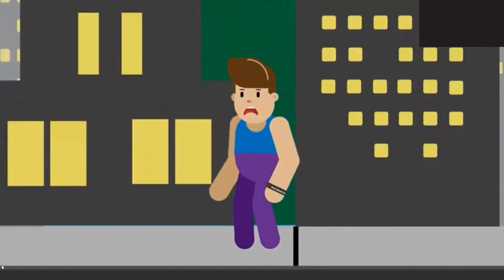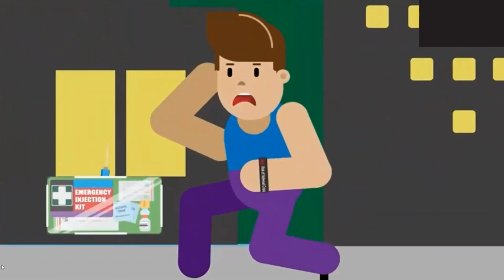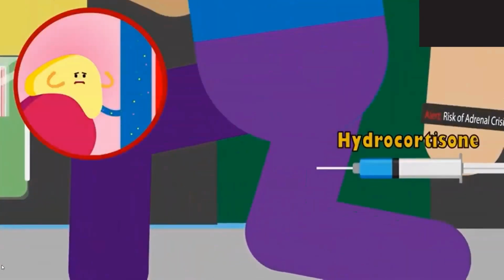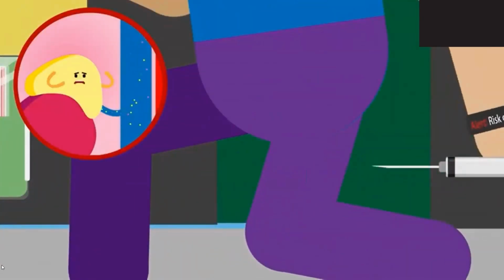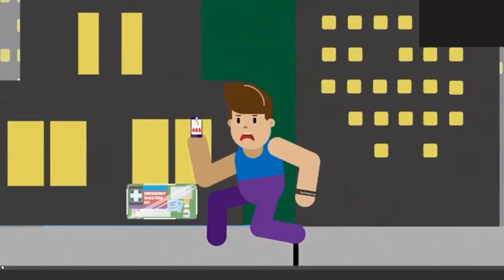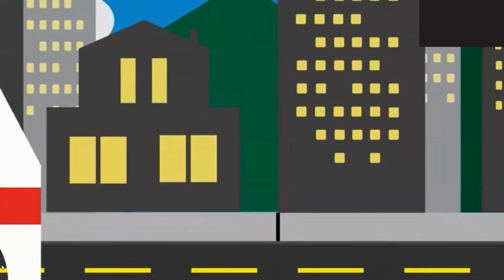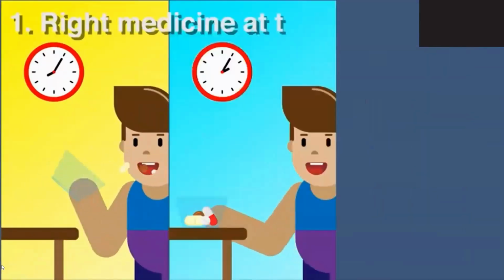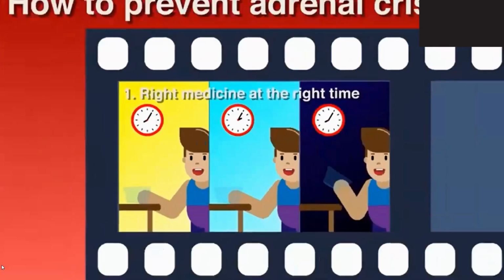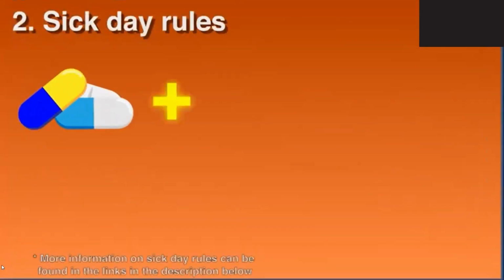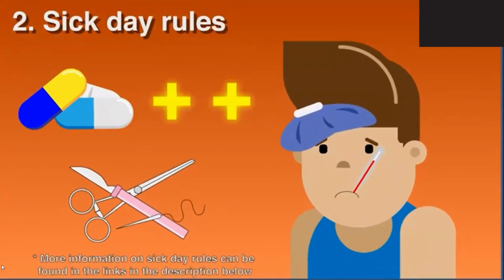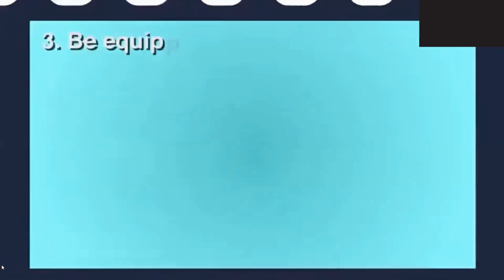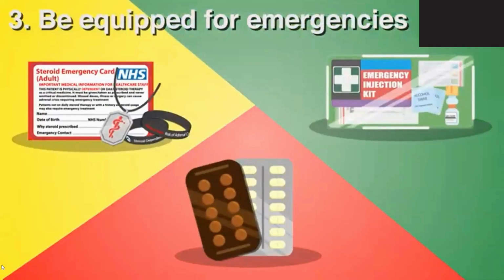So what should you do when you have these warning signs? Firstly, inject yourself with hydrocortisone on the thighs or the deltoid muscle to provide that additional steroid you need. After that, call an ambulance and go to the hospital. Remember to show the medical practitioner your steroid emergency card. What can I do to prevent an adrenal crisis? Firstly, take your medication every day at the right time of day. Secondly, take extra medication whenever you're sick or injured, as advised by your doctor. Thirdly, keep the following items on you at all times.